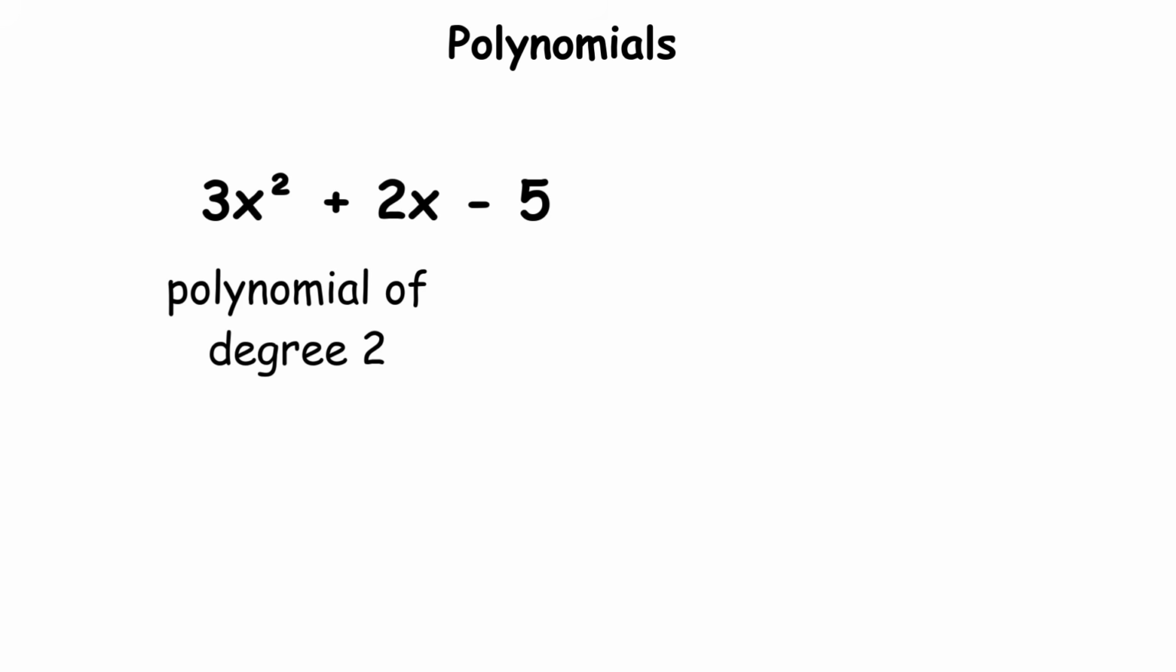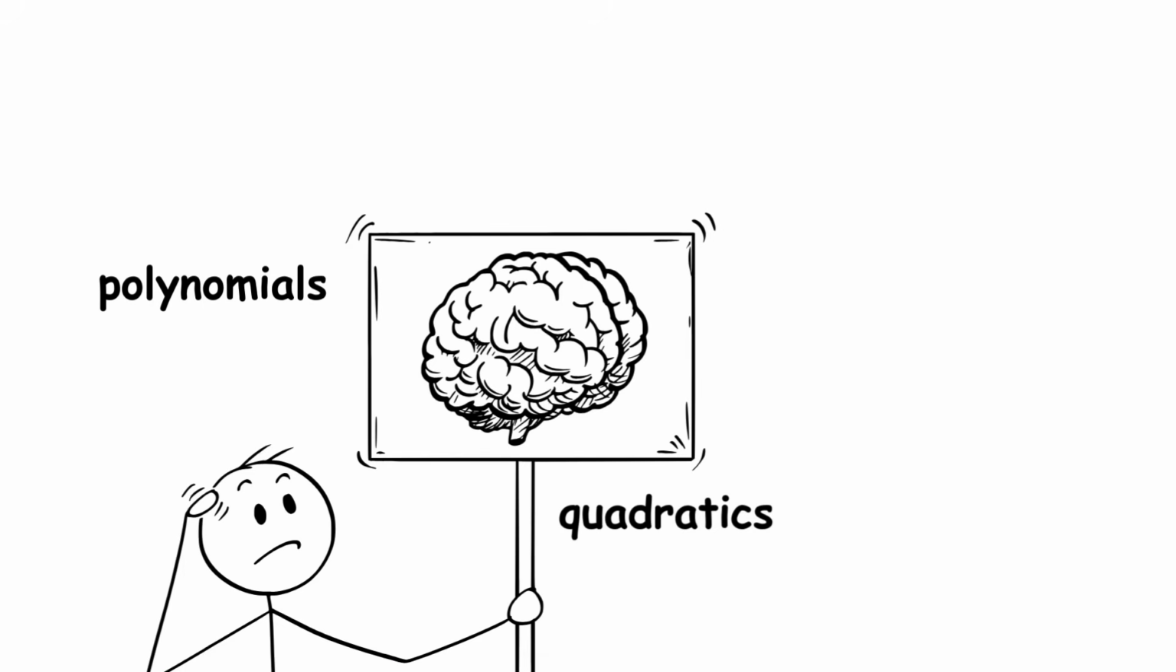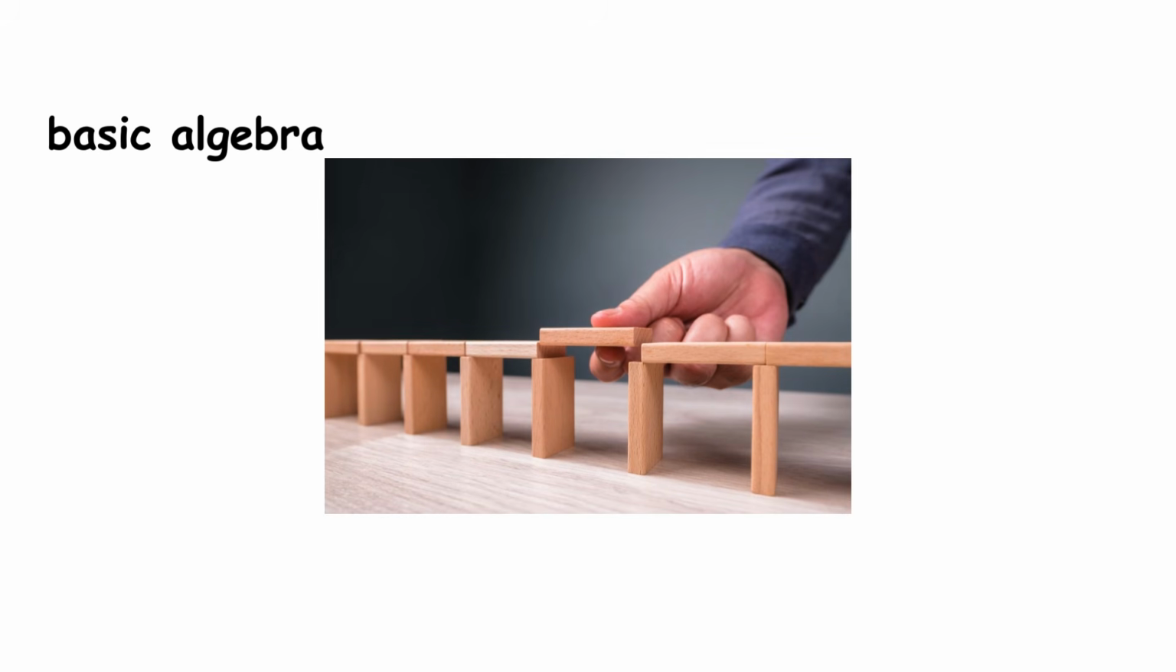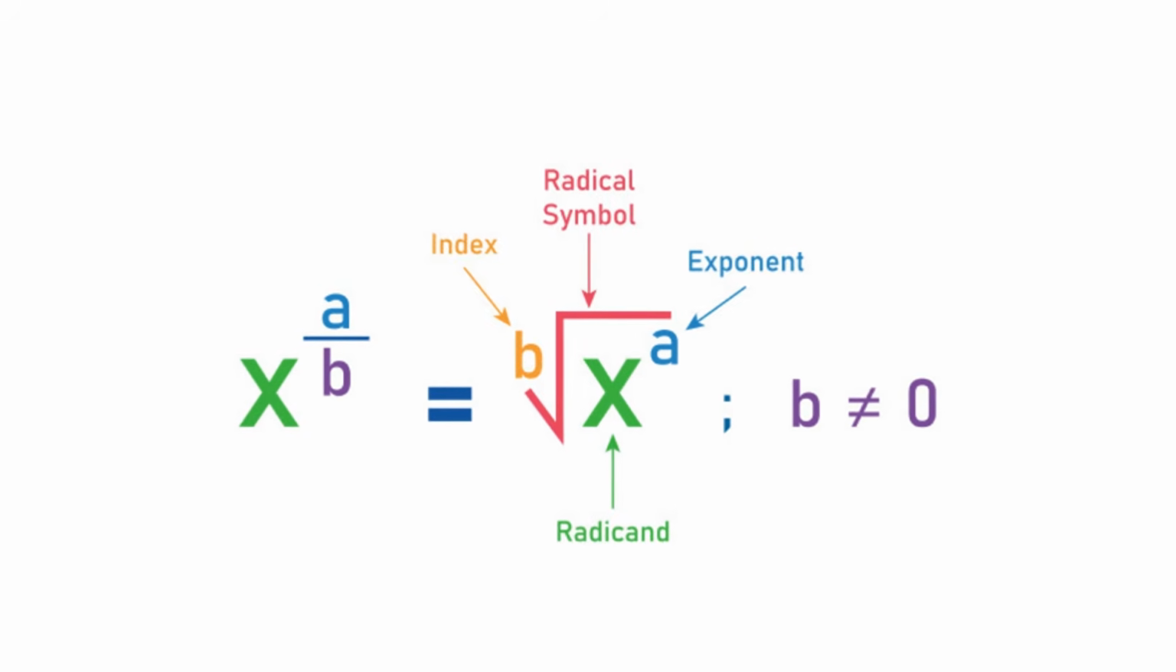Higher degree polynomials, like cubic and quartic, involve powers of 3, 4, and beyond. Understanding polynomials and quadratics is crucial, as they bridge the gap between basic algebra and more advanced topics like calculus and real-world modeling. Exponents and radicals, which deal with repeated multiplication and its inverse, root extraction.